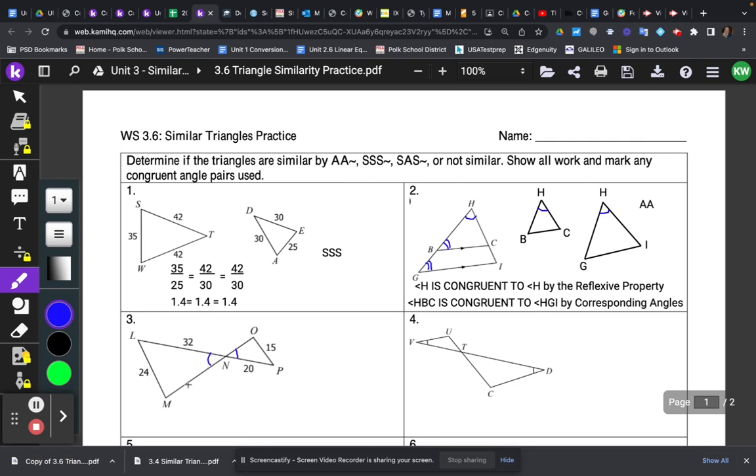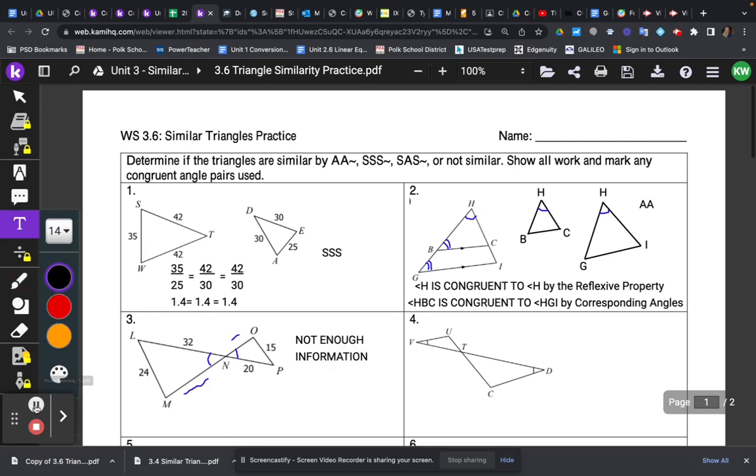Now, if we had MN over here, if we had a number over here, and NO, then we might be able to prove something. But since they're not, I'm not even going to set them up. These cannot be proven similar. This is definitely not enough information.